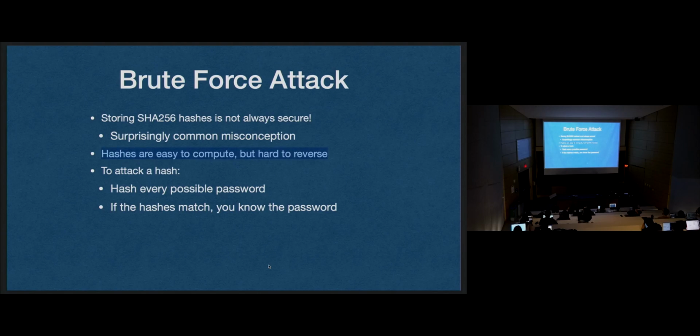Hashes are easy to compute. So instead of actually undoing and reversing the hash function and breaking SHA-256, what I'm going to do is just take SHA-256 and use it for its intended purpose. I'm just going to guess your password, hash it, and see if the hashes match. I'm going to do that until I guess your password. What's stopping me from doing that?